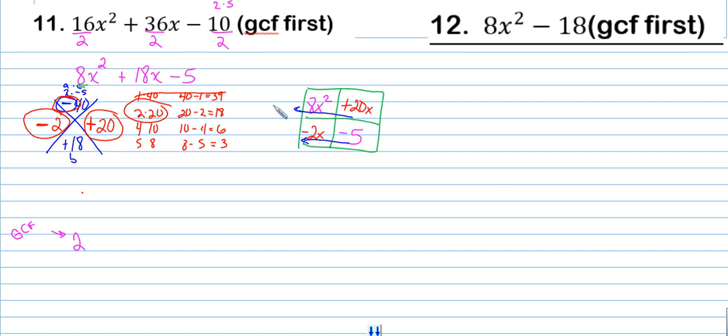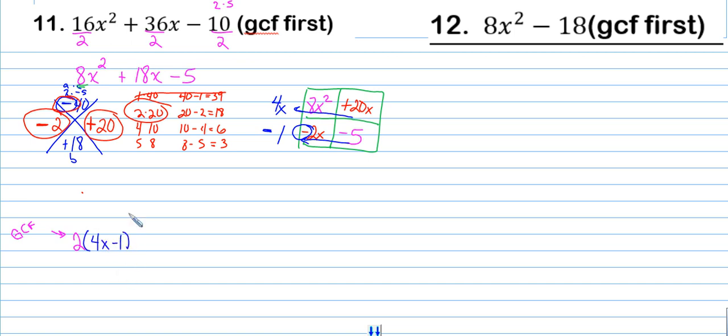8 and 20 have a 4 in common, and x squared and x have an x in common. If you're struggling with GCFs on this, don't forget to use the Math Right 9. Okay? And then 2 and 5 just have a 1 in common. They don't both have an x, and then we'll take this sign. Okay? And so this becomes 4x minus 1.